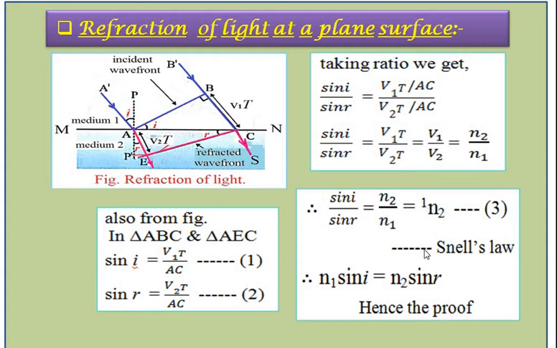This is called Snell's law. Snell's law states that the ratio of sine of angle of incidence to the sine of angle of refraction is always constant. This constant is called the refractive index of the second medium with respect to first. And using this equation, we can write N1 sin I is equal to N2 sin R.